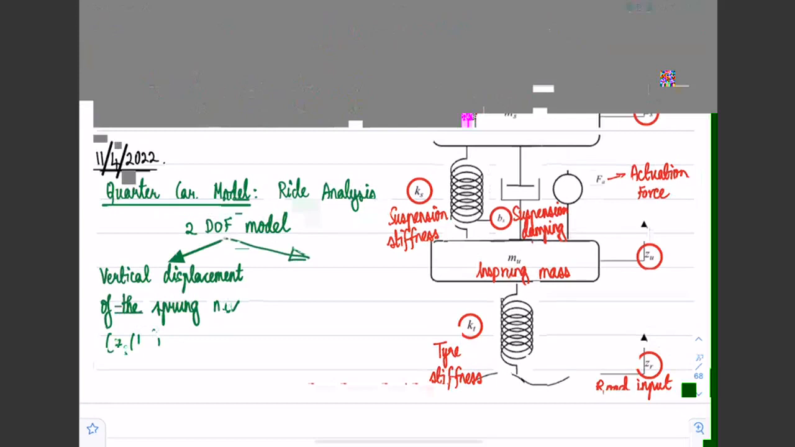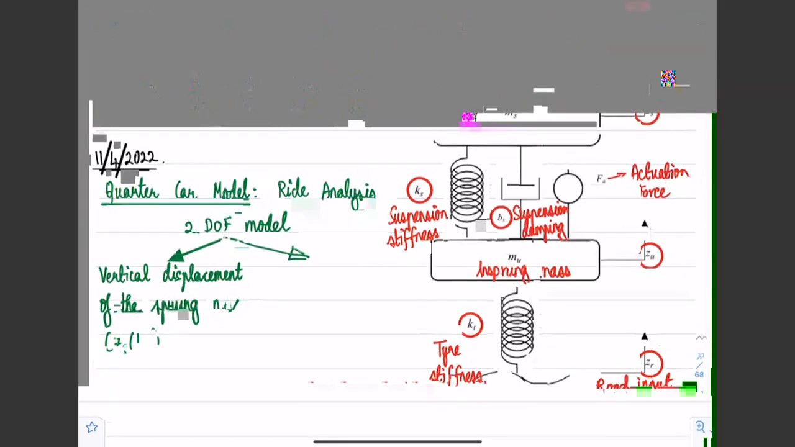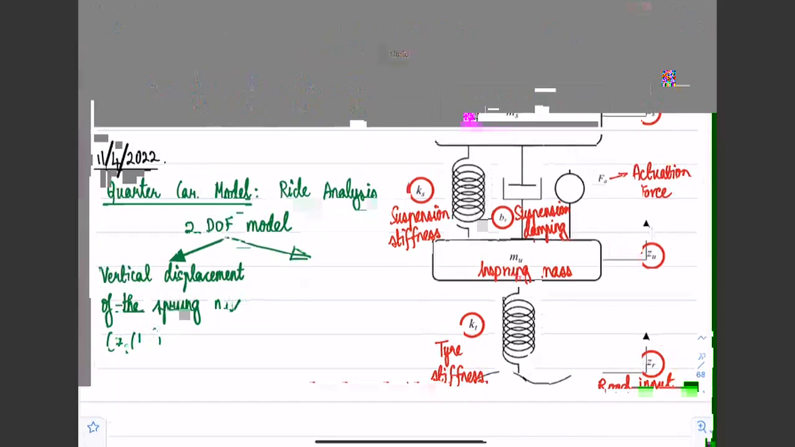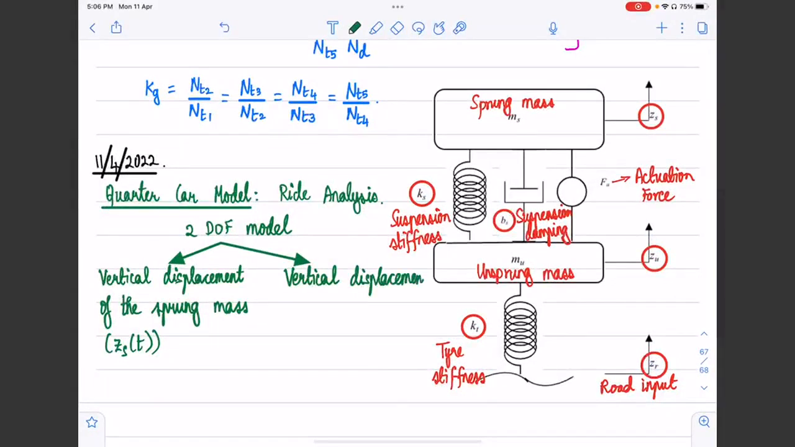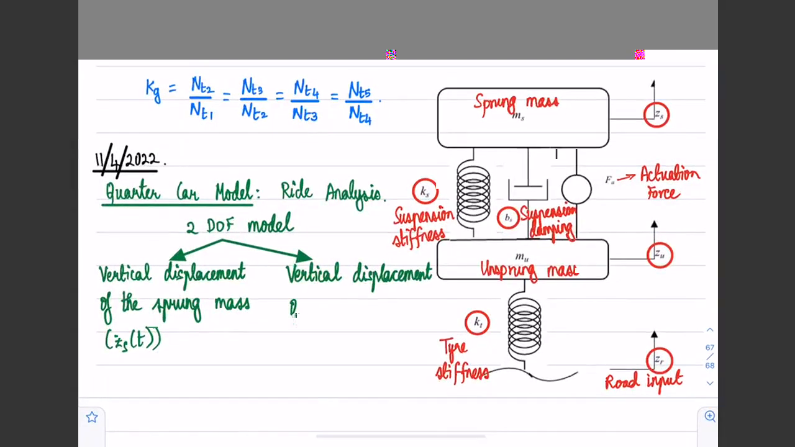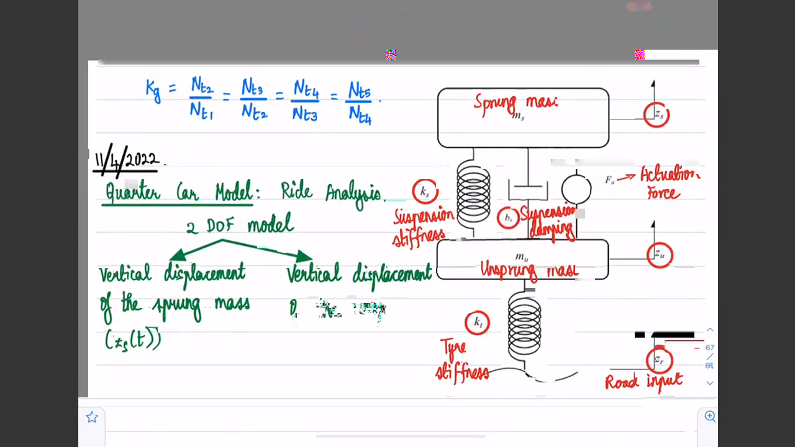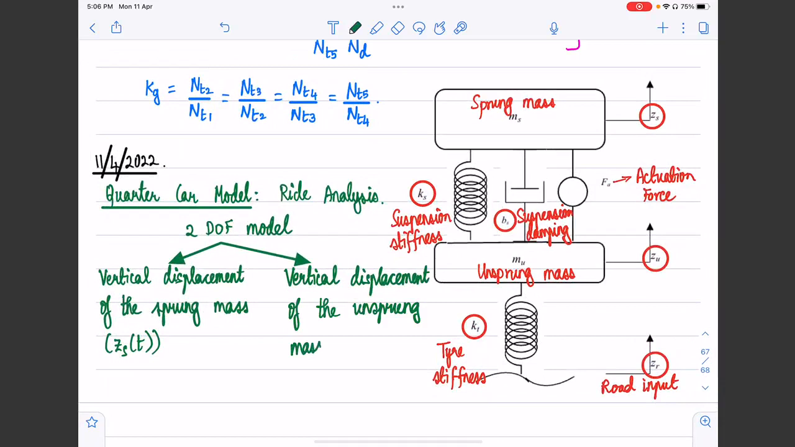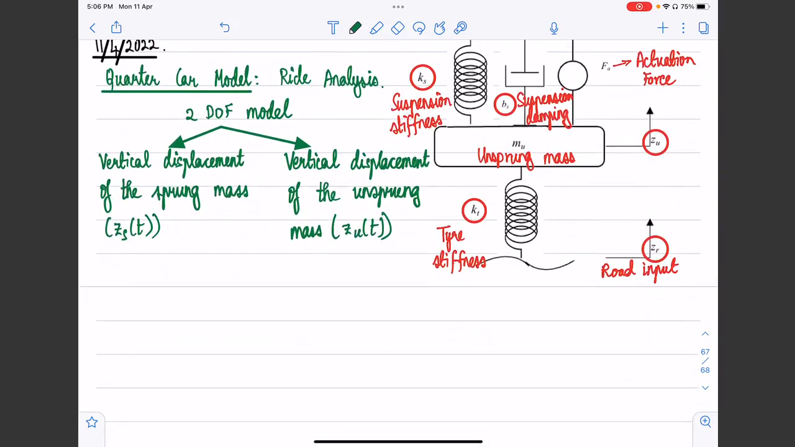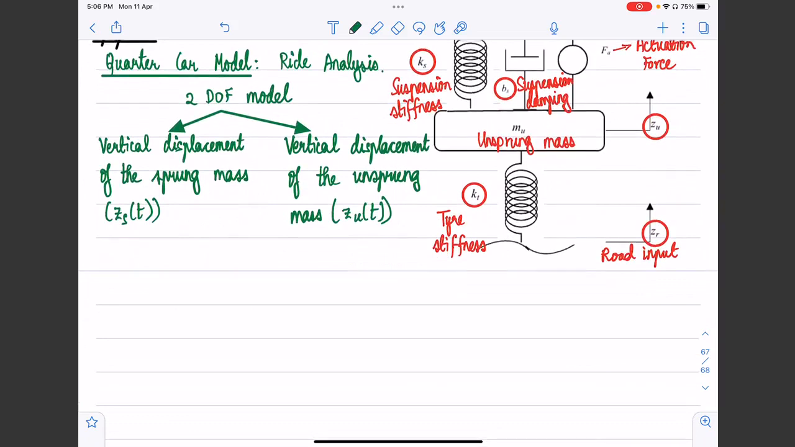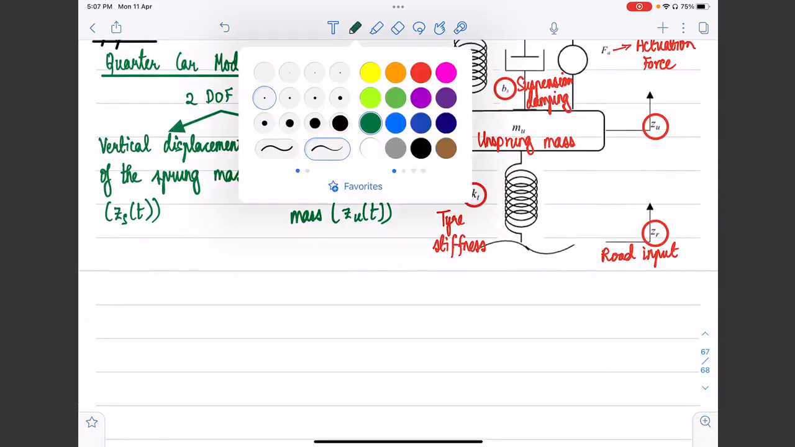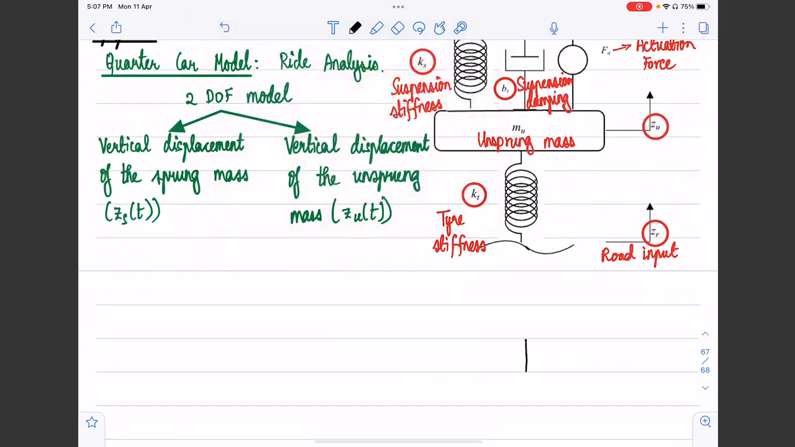Okay. And the second degree of freedom is the vertical displacement of the unsprung mass, which is denoted by Z subscript U. Okay, so Z subscript U indicates the vertical displacement of the unsprung mass. So these are the 2 degrees of freedom of the model. All right. So what we are going to do is draw the free body diagram of each of these masses, and then we will write down the corresponding equation of motion. Okay, so that's what we are going to do now.